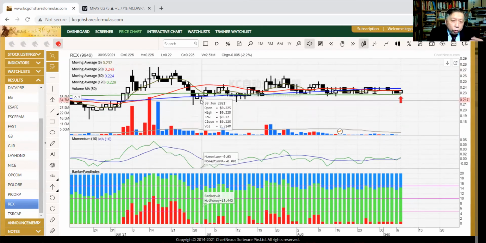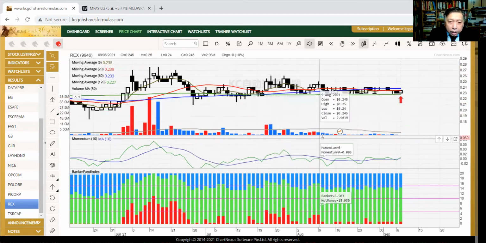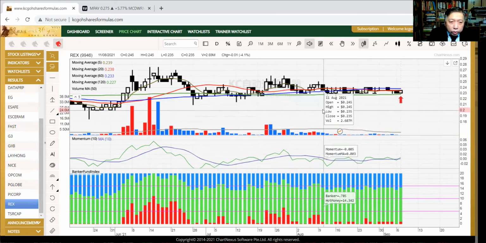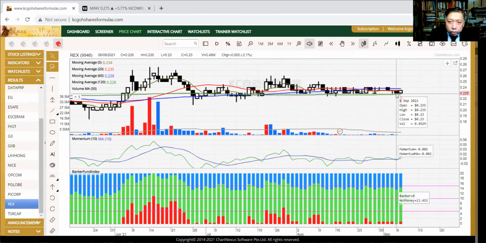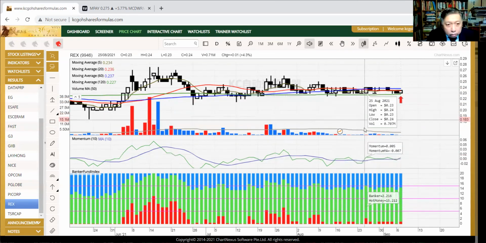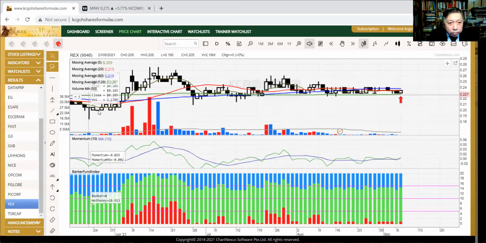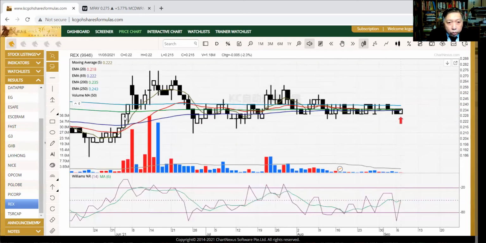If we don't have the banker indicator, we are guessing. Maybe we can guess based on volume, but now with the banker indicator, we are a little bit sure that since the banker is coming in, we are betting that the stock will likely move very soon. So that's how we use our banker indicator, and also how we use the Williams percentage R.